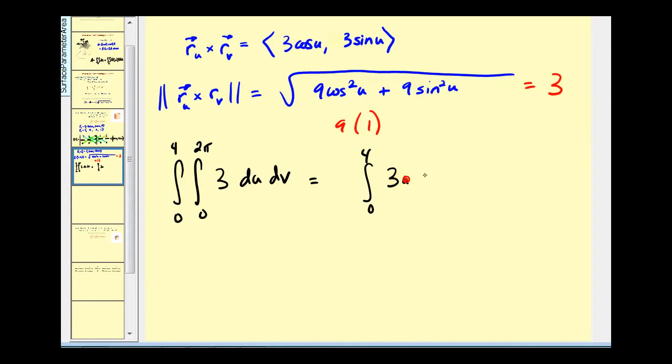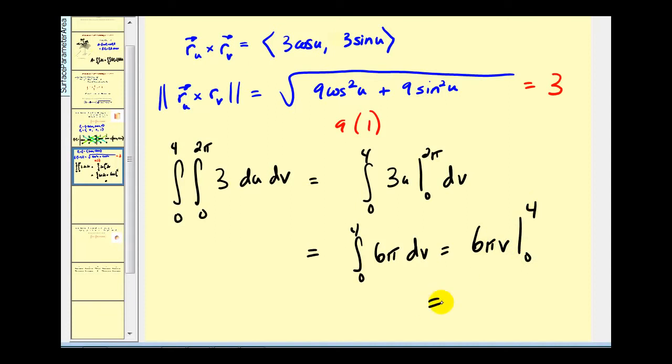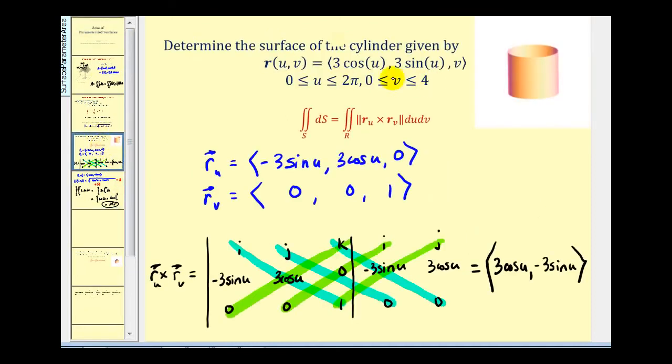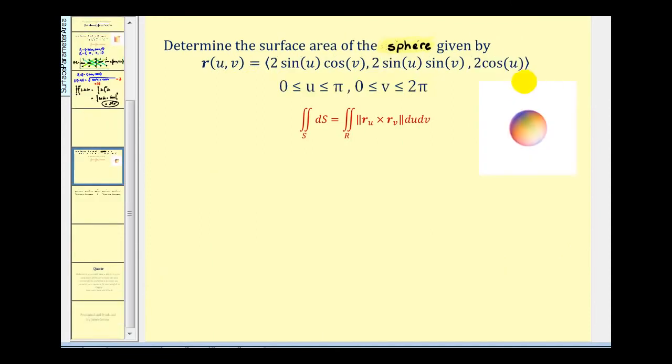So 3u, well, this is just going to give us 6 pi. So we'll have 6 pi v and that's just going to give us 24 pi. So this would be the surface area of the cylinder defined by this vector valued function in two parameters given these intervals for u and v. Let's take a look at a second example.